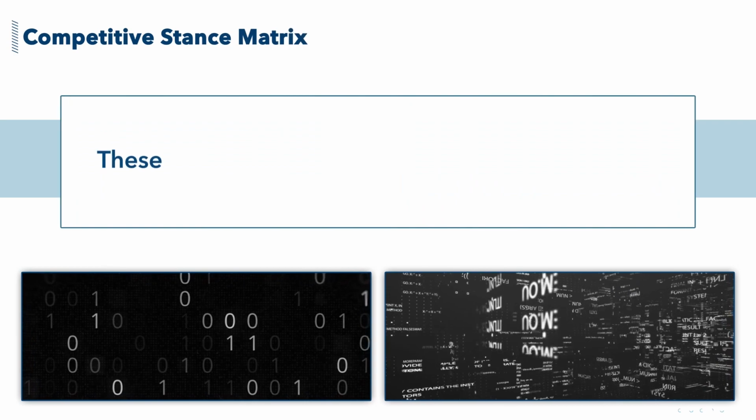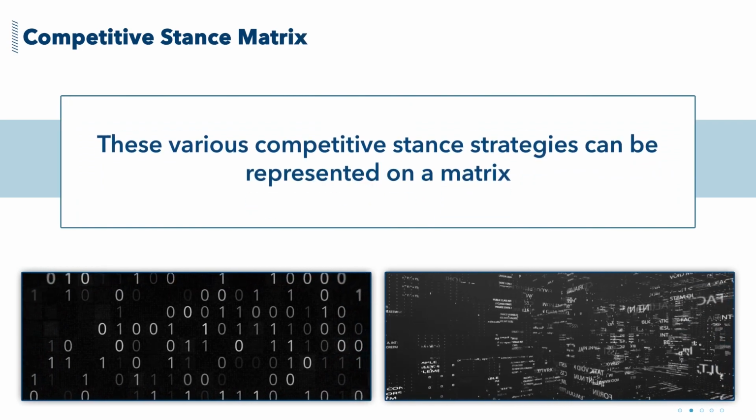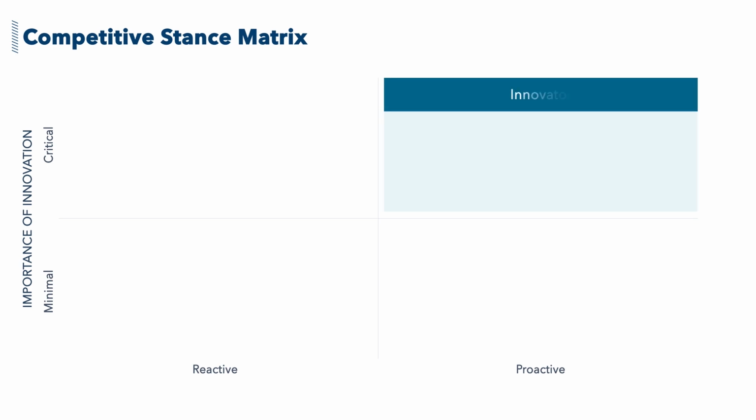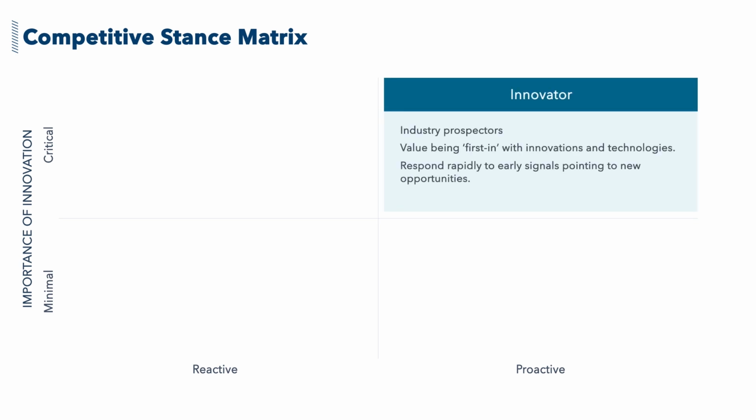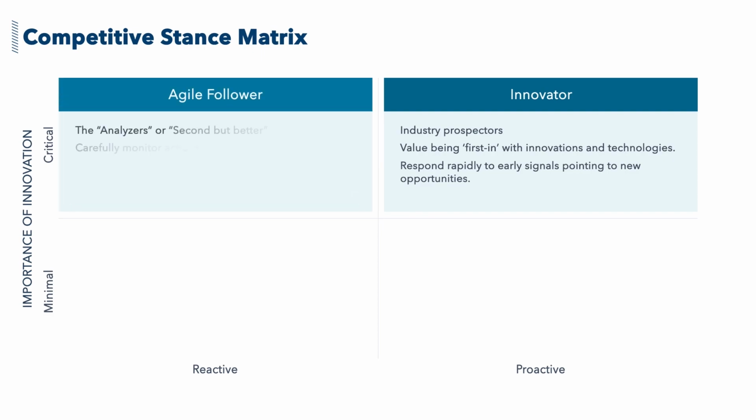These various competitive stance strategies can be represented on a matrix, where the horizontal axis is the proactive versus the reactive approach, while on the vertical axis is the importance of innovation for the organization. The innovator adopts a proactive strategy and innovation is crucial. As the industry prospector, it values being first in with innovations and technologies and responds rapidly to early signals pointing to new opportunities. On the other side, the agile follower adopts a reactive approach towards innovation, but innovation is still critical.